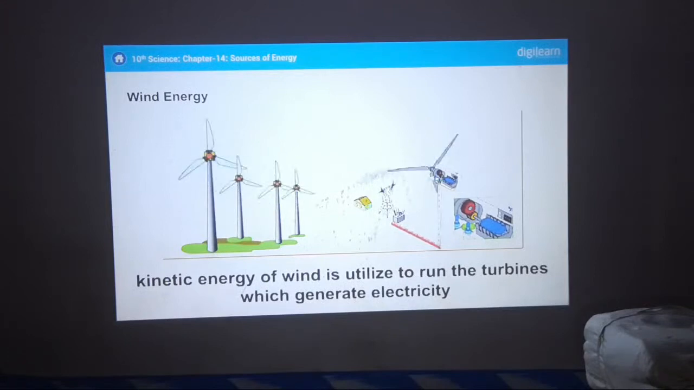At present, Germany is the leading country in terms of wind energy production and India comes at number 5. In India, Tamil Nadu is the largest wind energy producing state. The largest wind farm in India is near Kanyakumari in Tamil Nadu, which generates 380 megawatts of electricity.